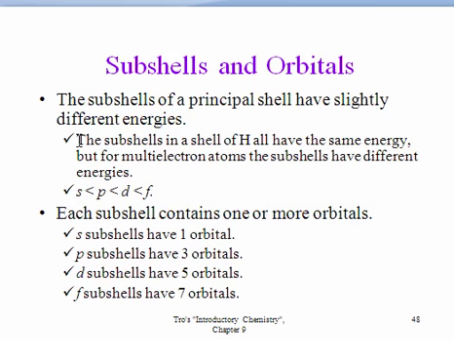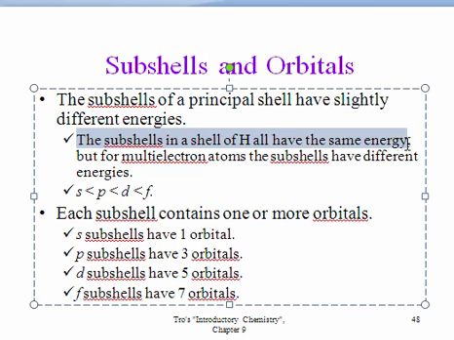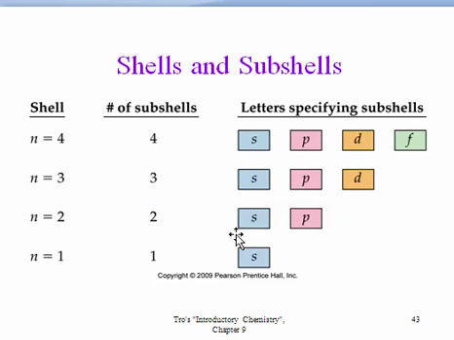Now, in a hydrogen atom, which only has 1 electron, the subshells in a given shell all have the same energy. If we're looking at a hydrogen atom, the S and the P both have the same energy. The third energy level of a hydrogen atom, S, P, D, all have the same energy. The fourth energy level of a hydrogen atom, S, P, D, and F, all have the same energy level.